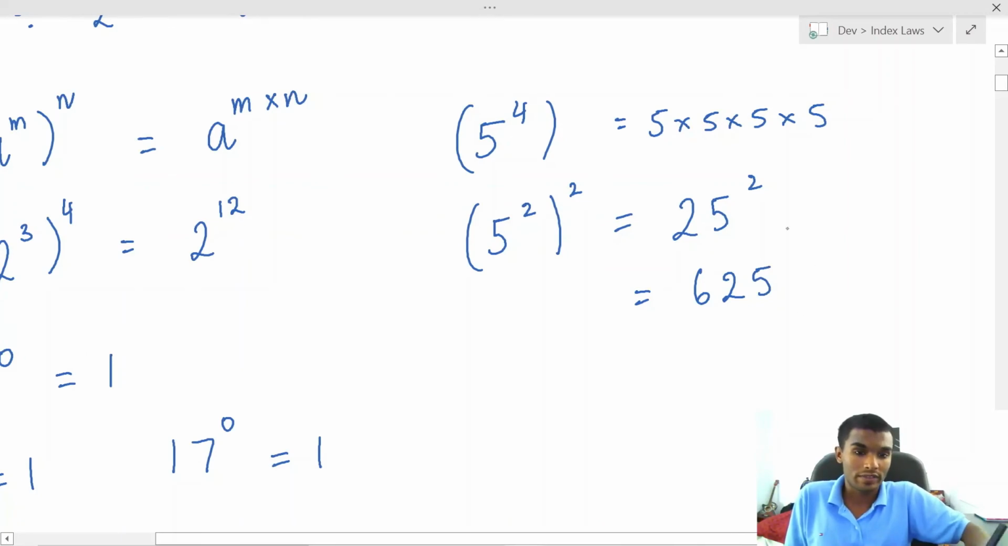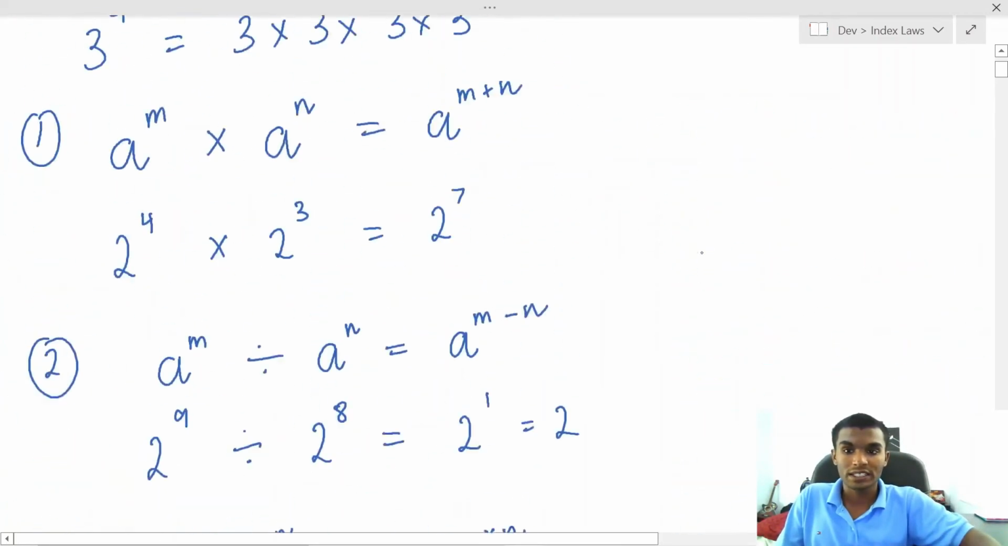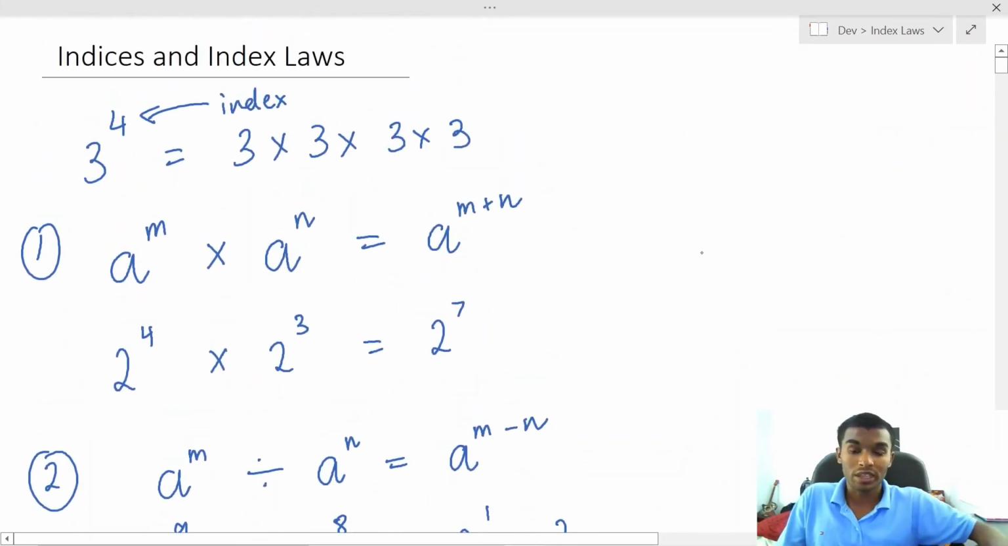For those who don't know the 5 squares trick, I'll be showing that in one of my next videos. Alright, and that's basically index laws in a nutshell. I hope that makes sense to everyone.